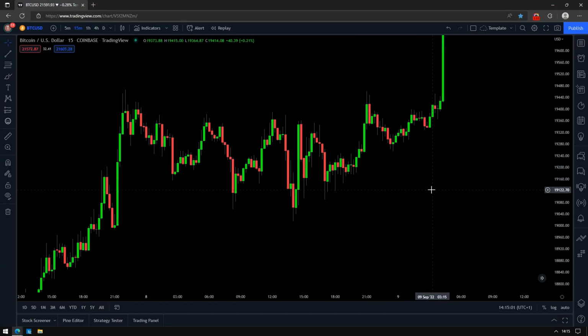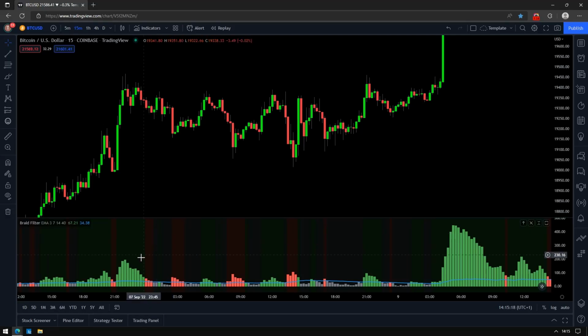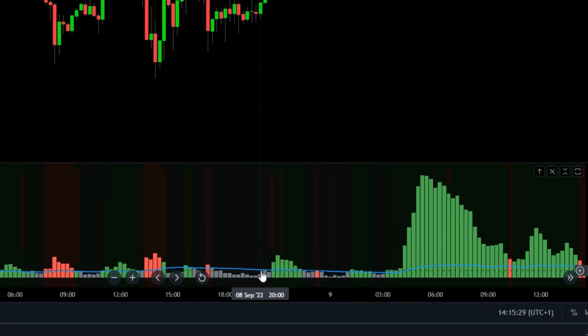So there's three indicators that we want for this. The first one, we're going to be using the standard braid filter. Let's go to indicators up here, and it's this braid filter here. When the colour changes from green to red, we'll be looking for sells, and when it changes from red to green, we'll be looking for buys. We don't trade during the grey sessions.